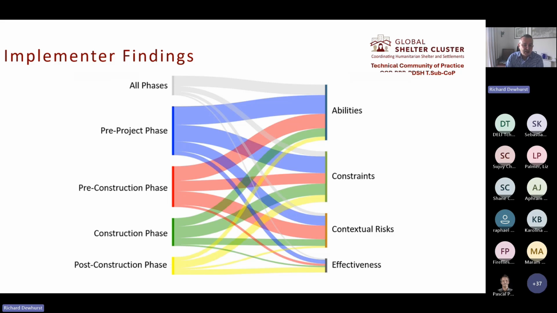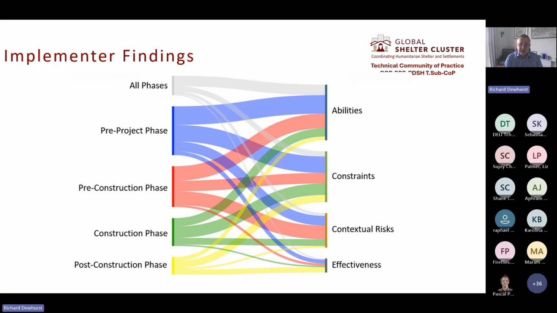So this slide is just a kind of high level view which shows the connection between the life cycle stages and those themes. So you can see you've got the pre-project phase, pre-construction phase, construction phase, and post-construction phase down the left, and how they link to those themes. What's striking is that the number of challenges identified by the respondents is largely associated with the early phases, the pre-project and pre-construction. And these are linked mostly to the abilities and constraints themes.